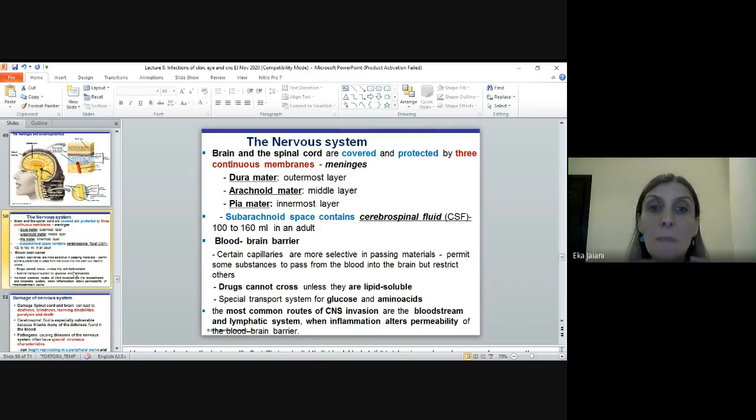And we have a very good blood-brain barrier, but microorganisms can cross this barrier when there's an inflammation. It increases the permeability of this barrier, and microorganisms can enter the nervous system.